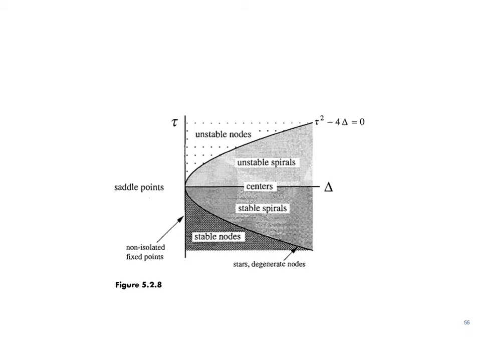Just to clarify, in a linear system, how many fixed points do we have? We have one fixed point only, because we have one root of this f(x) equation. That's why this matrix is only associated with one fixed point, and this fixed point has these features: saddle, unstable node, centers, all this.